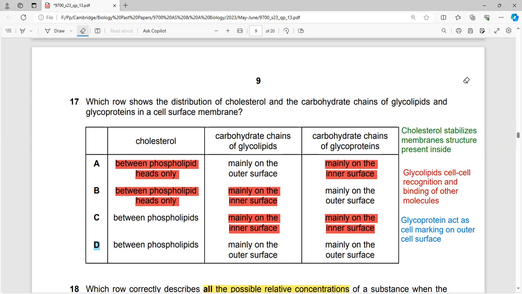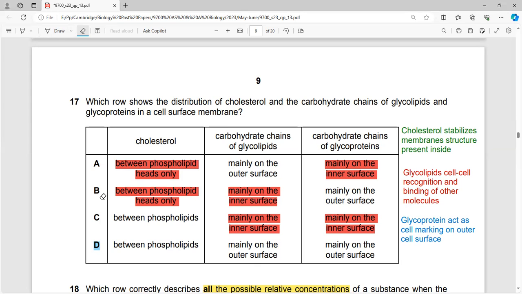Cholesterol has a function to stabilize the fluidity of the membrane at high temperature and low temperature. So that's why it is present in the middle of the phospholipids. You can see it is present in between the phospholipids. It's not present on the surface, meaning near the head of the phospholipids. So that's why options A and B are wrong here.